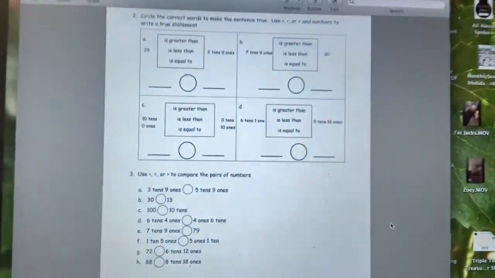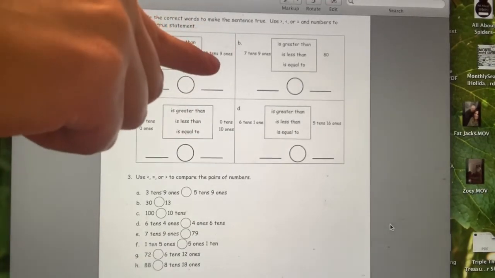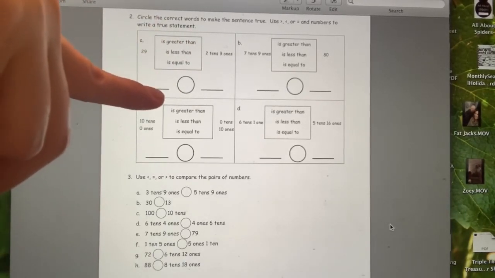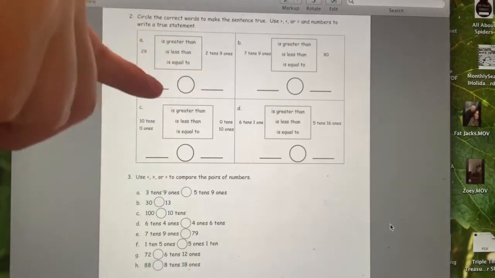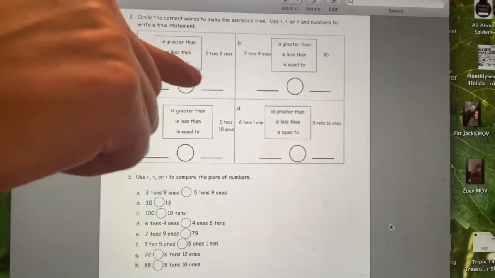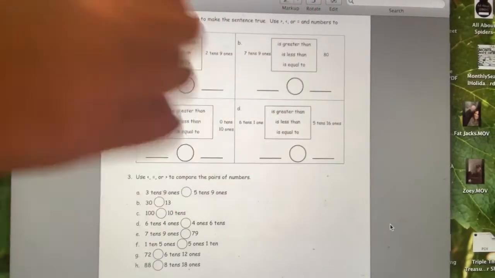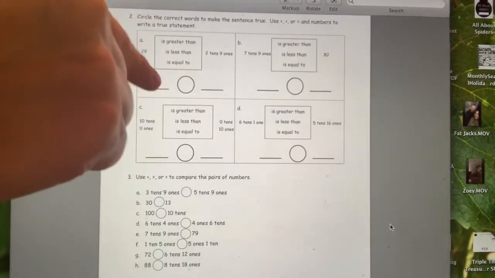So, same thing for your second page. You're going to be doing the alligator's mouth again. So remember, if it says 29, you're going to write 29 on a line because it already has the number there. 2 tens, 9 ones. What number is that? 29. Very good. So 29, 29, we would have equal to. So I would say 29 circle is equal to 2 tens, 9 ones, because it would say 29 equals 29. So that's what you're going to do for this part. Basically, you're going to be circling one of those choices to make it true and writing them on this line.